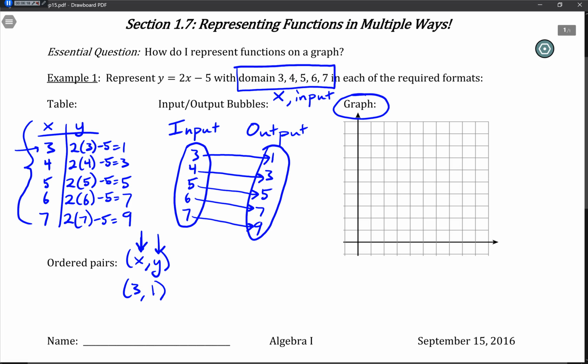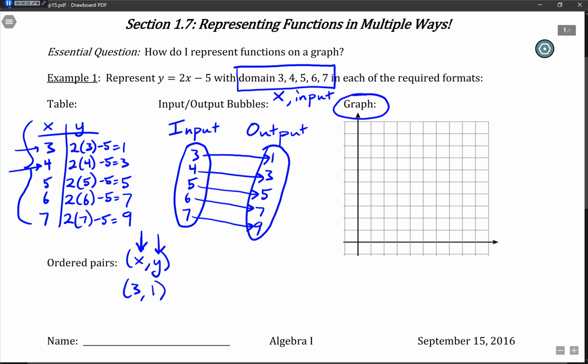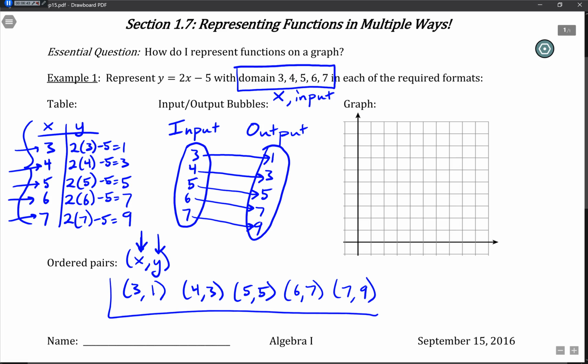So for the ordered pairs, all I need to do is list them all. The next one would be 4, 3. The next one is 5, 5. The next one is 6, 7. And the last one is 7, 9. All right, and those are my ordered pairs. If I wanted to, I could box that answer. Those are all my ordered pairs, and again, I just ripped them straight out of the table.